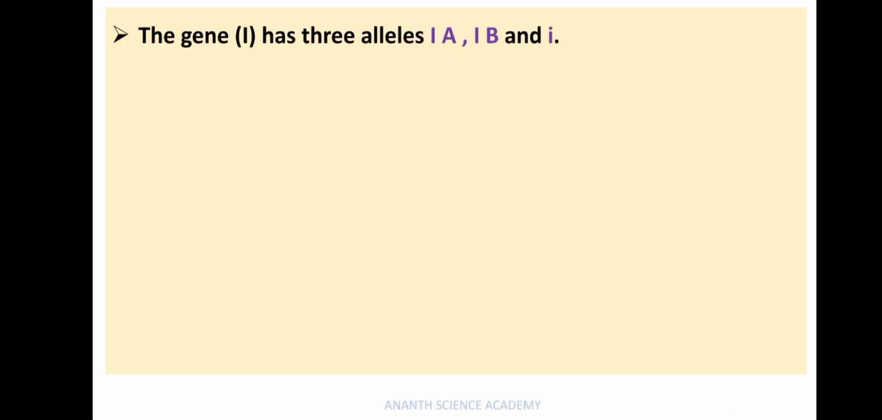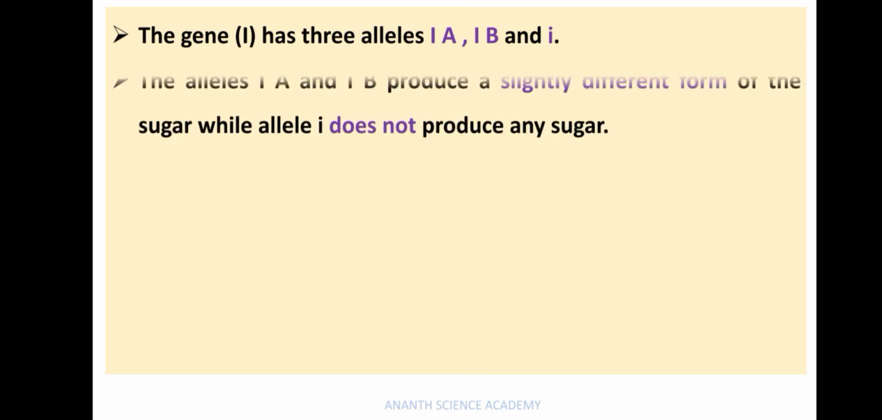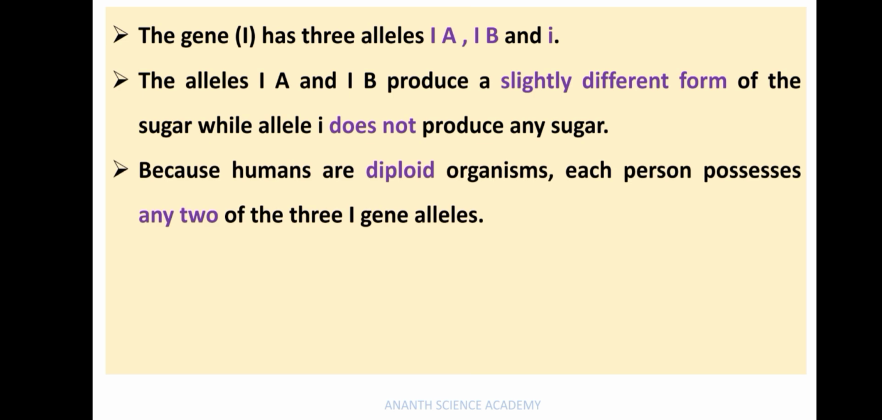The gene I has three alleles: IA, IB and small i. The alleles IA and IB produce a slightly different form of the sugar, while allele small i does not produce any sugar. Because humans are diploid organisms, each person possesses any two of the three I gene alleles.